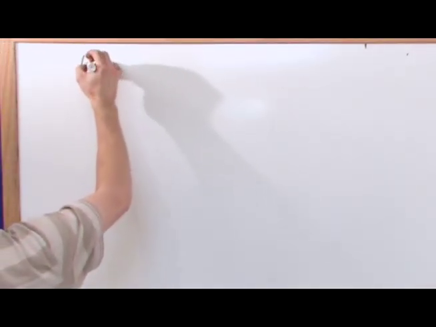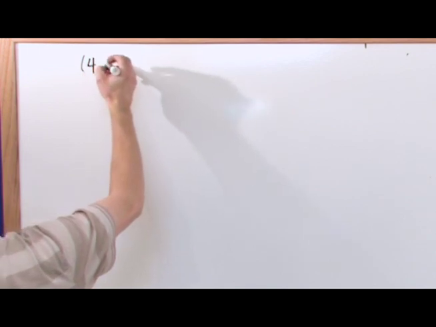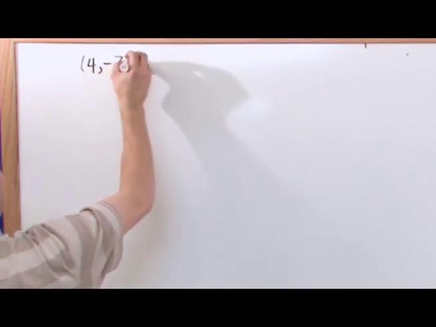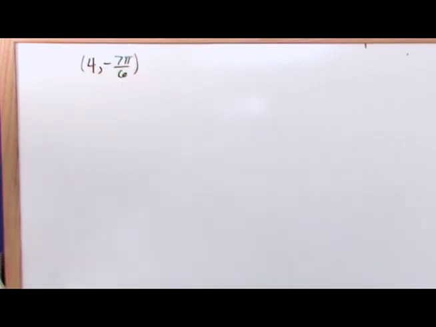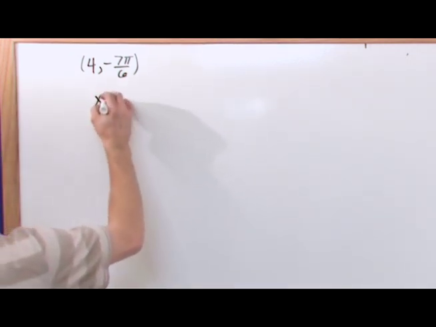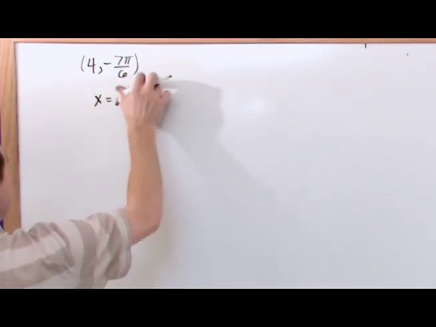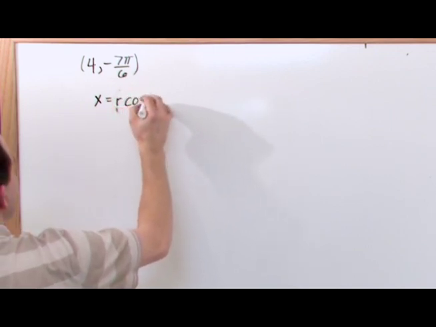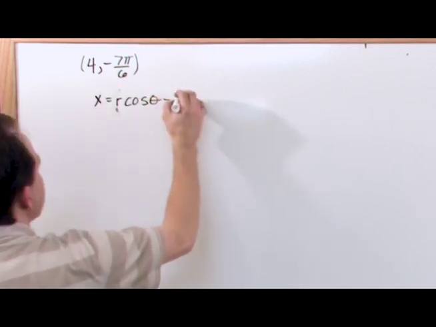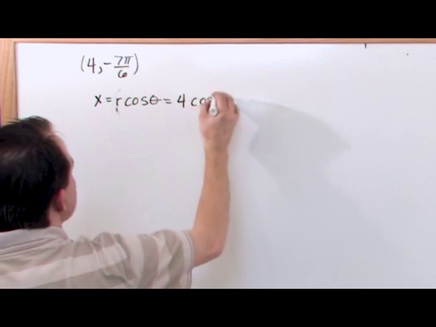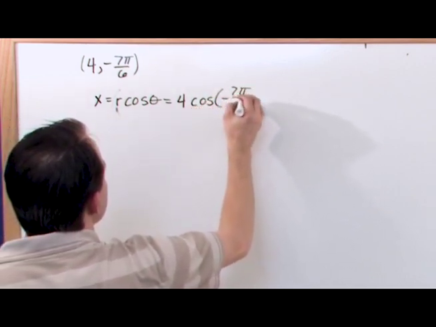Now given the final example problem of this type, if I'm doing a conversion from 4 comma negative 7 pi over 6, which is the polar representation, then if I wanted to find the x-coordinate, it's going to be r times cosine of theta, which is r, which is 4, times cosine of negative 7 pi over 6.